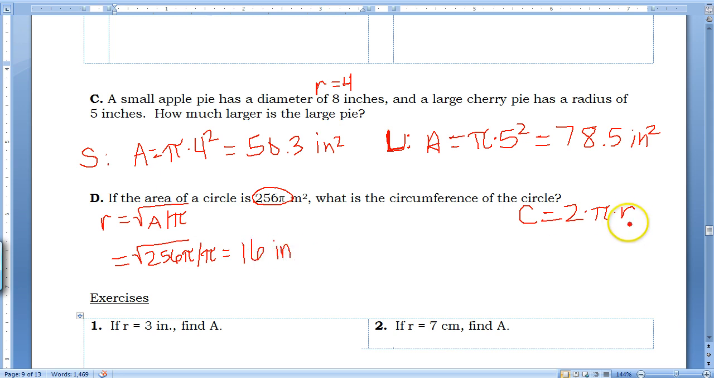If I plug that into the circumference formula, 2 times pi times 16 tells me the circumference of the circle is 100.5 meters.